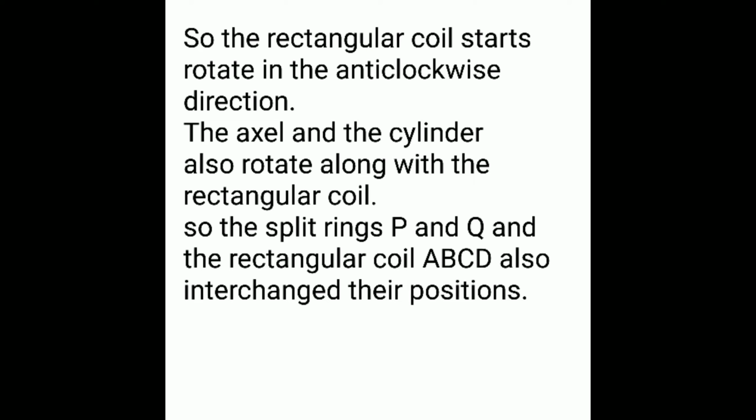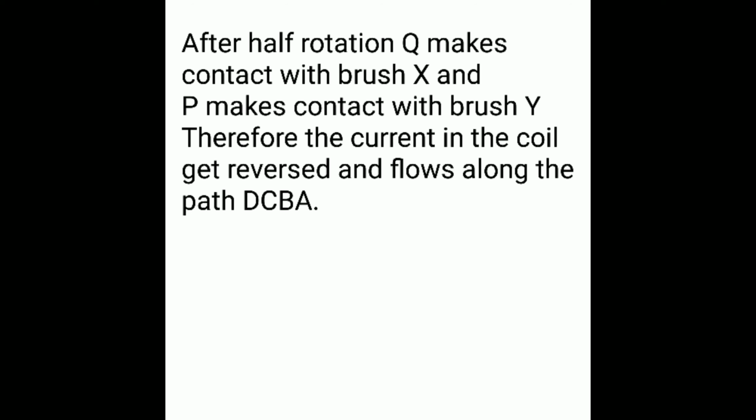The axle and the cylinder also rotate along with the rectangular coil. So the split rings P and Q and the rectangular coil ABCD also interchange their position. After this half rotation of rectangular coil ABCD, the split ring Q makes contact with the brush X and the split ring P with the brush Y. Therefore, the current in the coil also gets reversed and flows along the path DCBA.